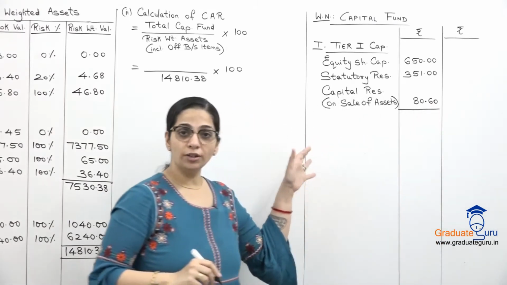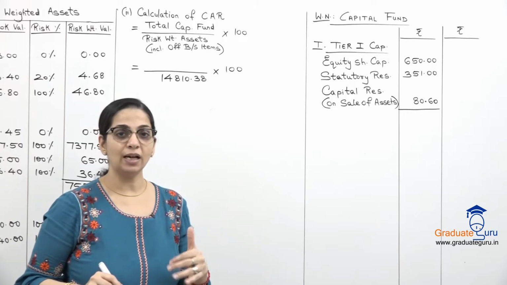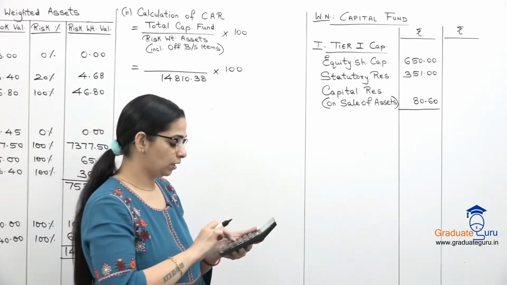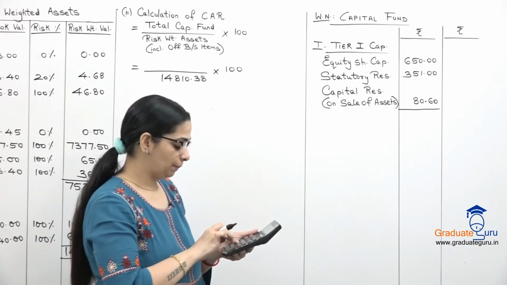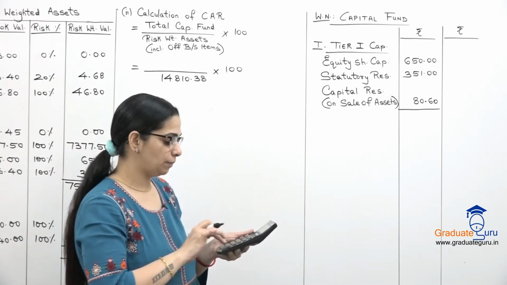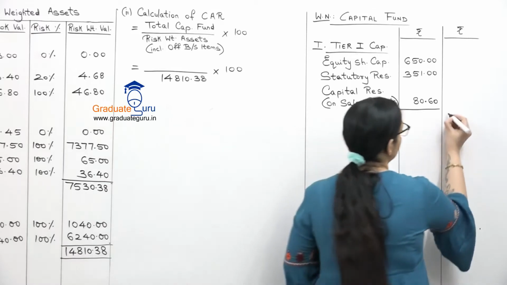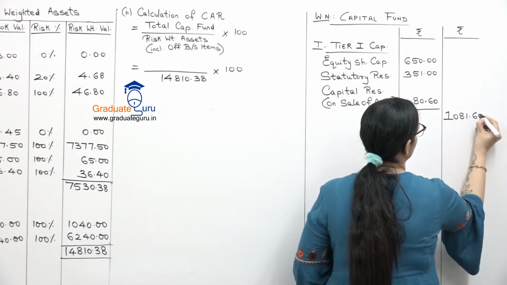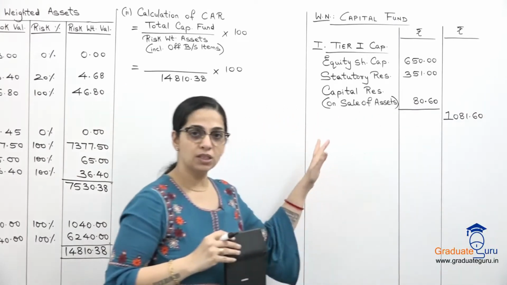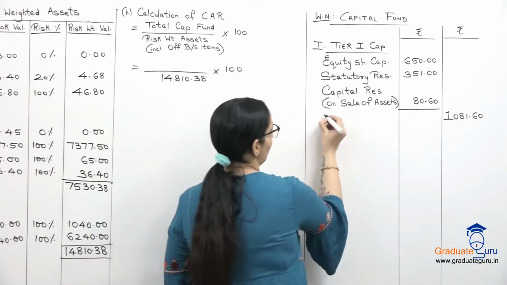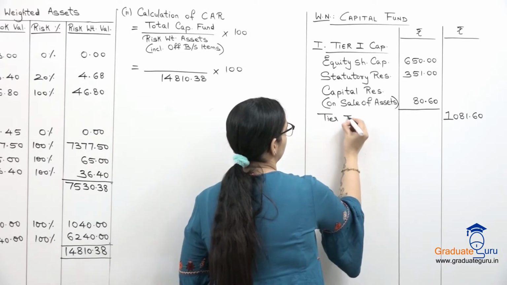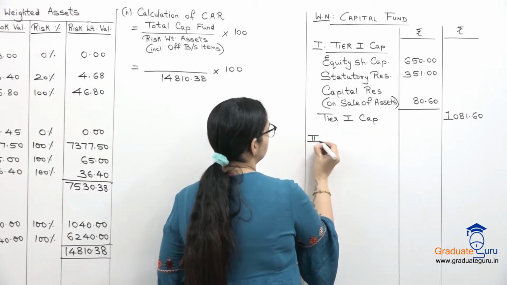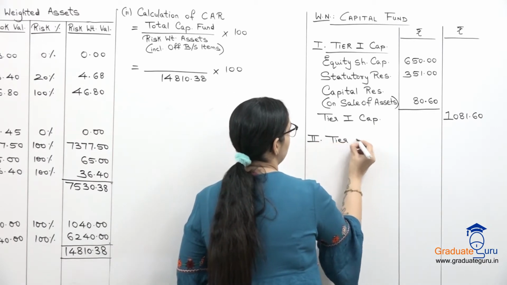So this is it for tier 1. The remaining amounts are for tier 2. So let us take a total first for tier 1. 650 plus 351 plus 80.6. We get 1081.60. This is tier 1. We will leave it as it is. I'll write down over here tier 1 capital. Then we go to tier 2 capital.